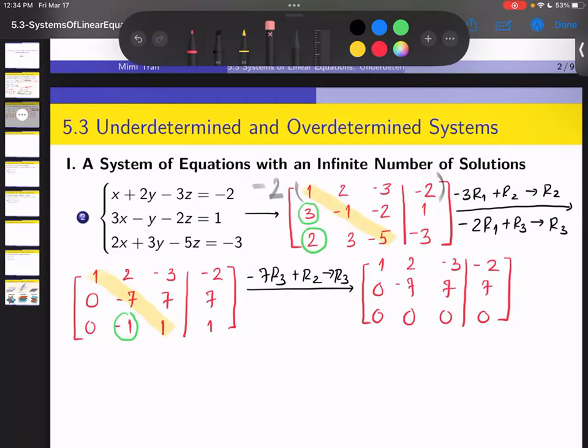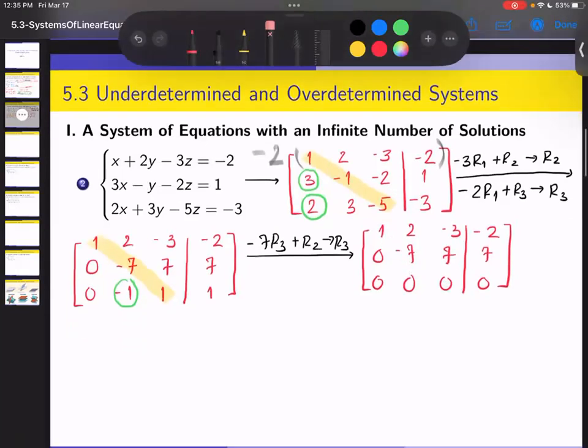Stop. If you have 0 in the bottom like that, do not do anything further. I know in the last lecture I kept doing the upper triangle. That's because my diagonal entries were all nonzero. But here one of the entries on my diagonal is 0, so you stop.